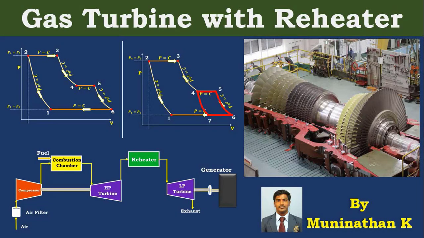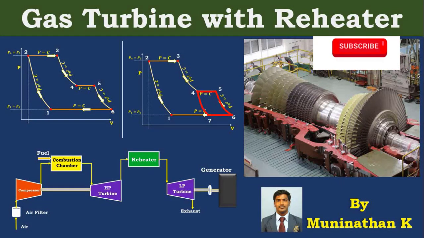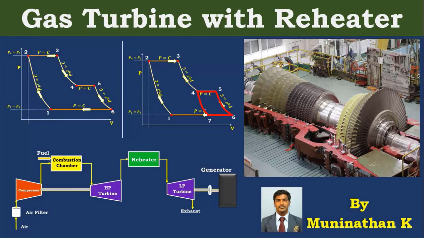The purpose of the reheater is to heat the partially expanded hot gas that is coming from the high pressure turbine, so that the work output of the turbine will increase as a result of the specific volume increase. People used to say that reheater is a device which is used to increase the efficiency of Brayton cycle.